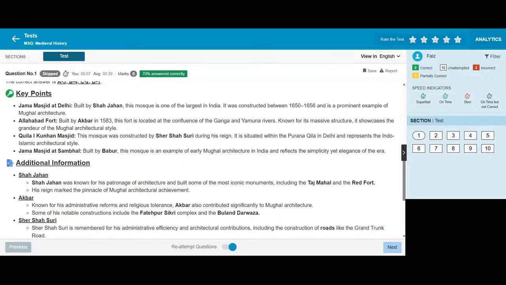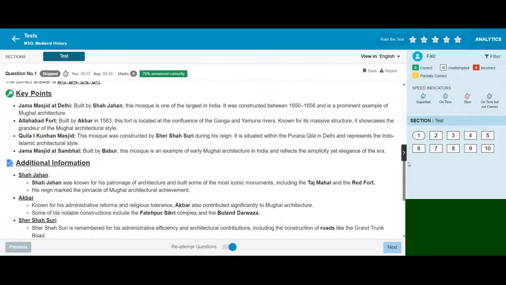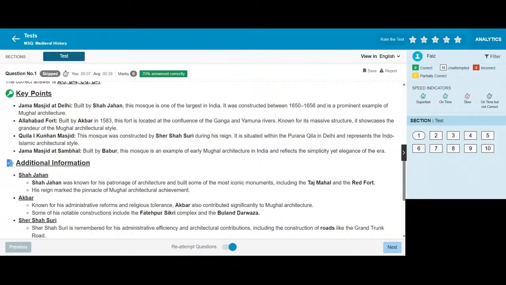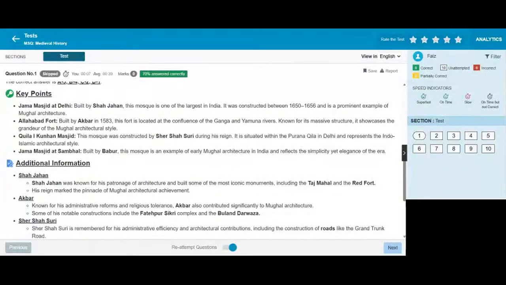Allahabad Fort, built by Akbar in 1583. This fort is located at the confluence of the Ganga and Yamuna rivers, known for its massive Mughal architectural style.